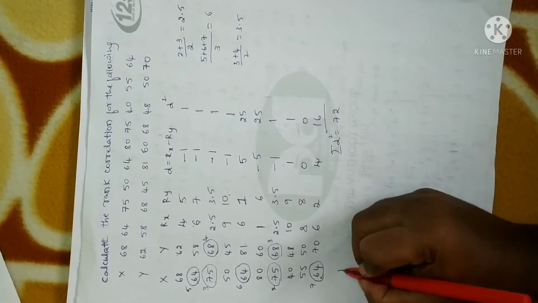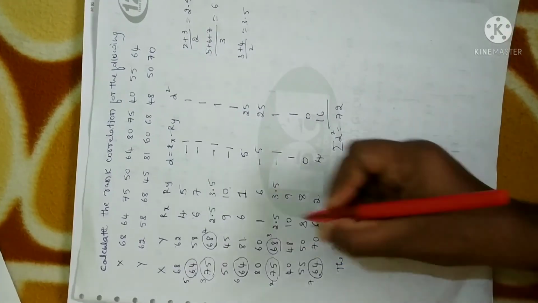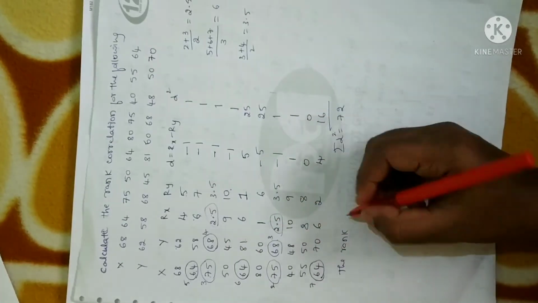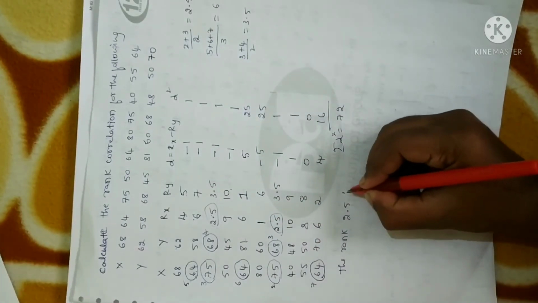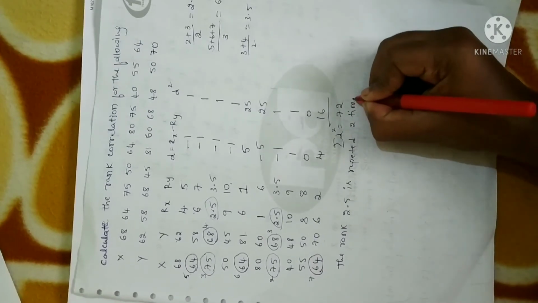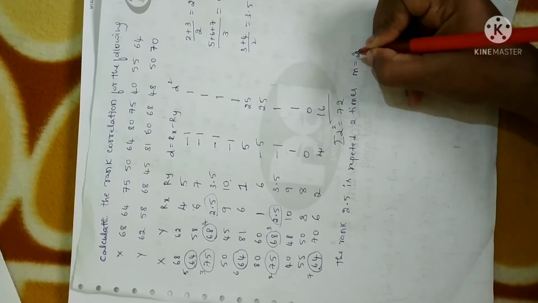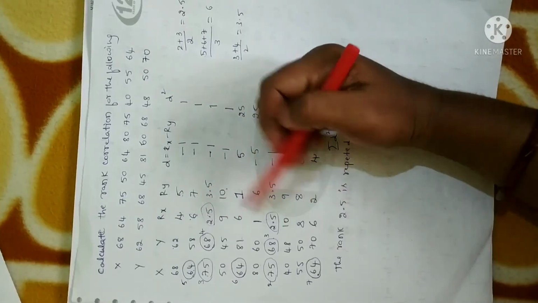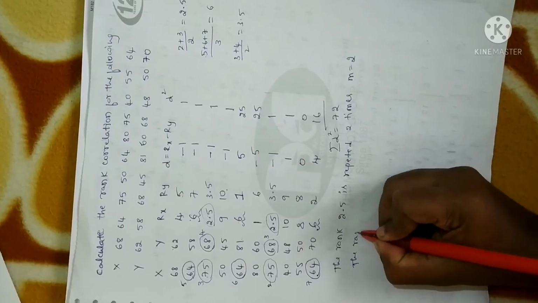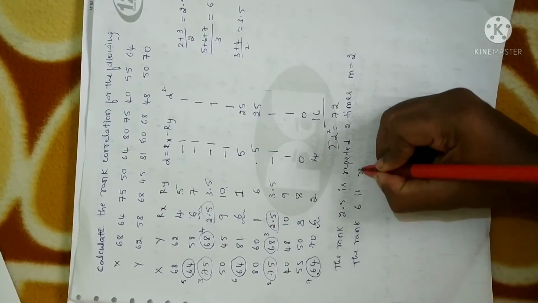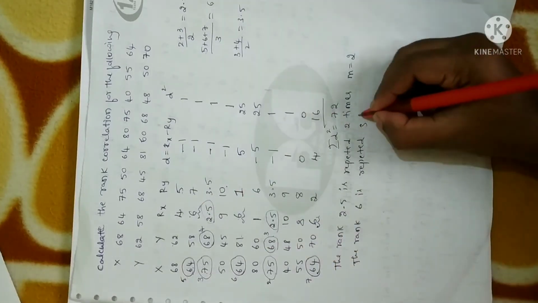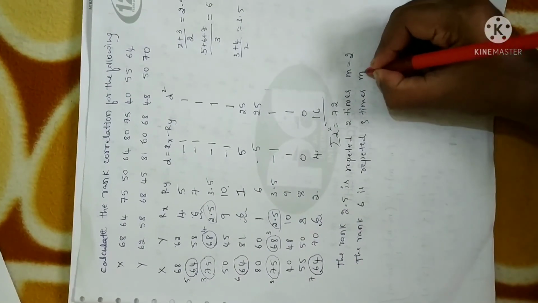Now write down the statement. Look at the column Rx, which has a repeating rank, 2.5. How many times is it repeating? 2 times. The rank 2.5 is repeated 2 times. Therefore M is equal to 2. Next, is any other rank repeated? Yes, it is 6. The rank 6 is repeated how many times? 1, 2, 3. So 3 times. So the M value should be taken as 3.